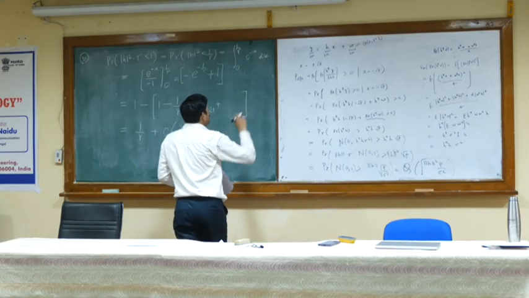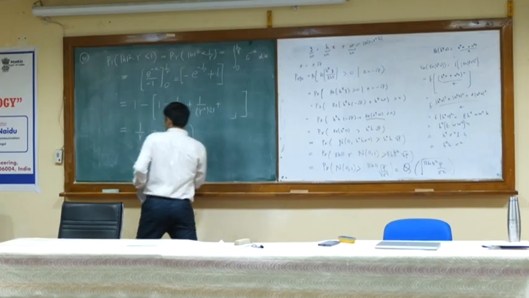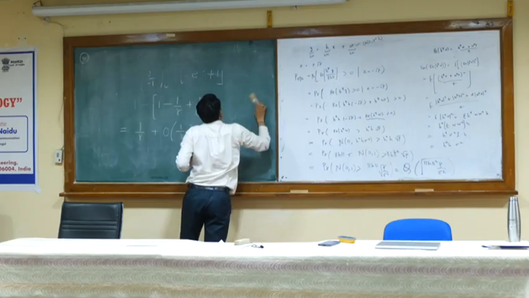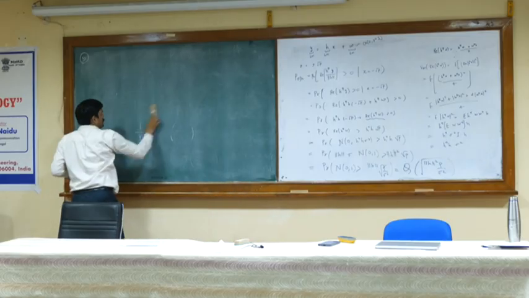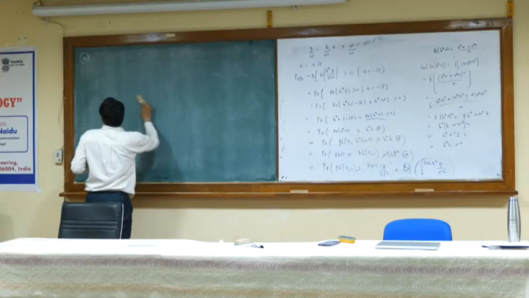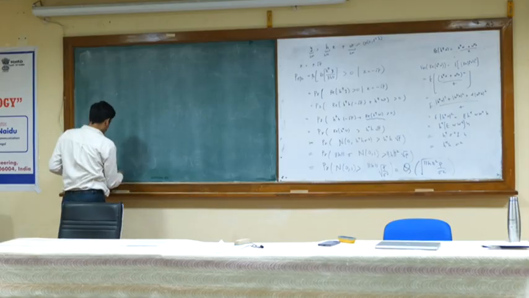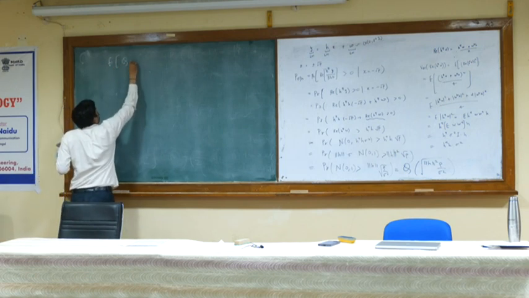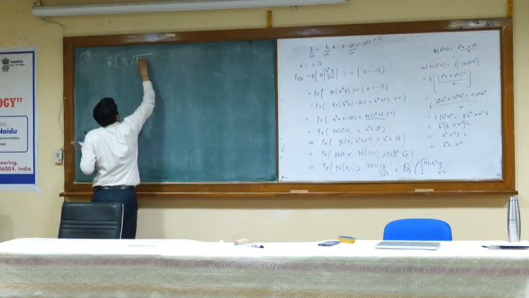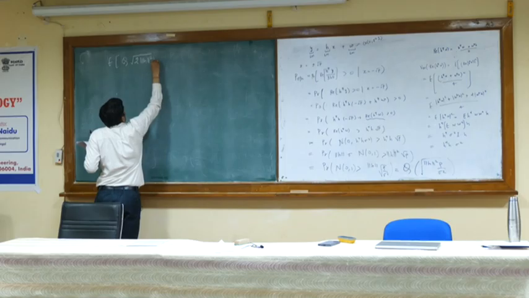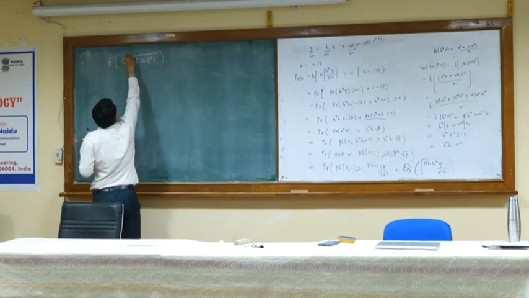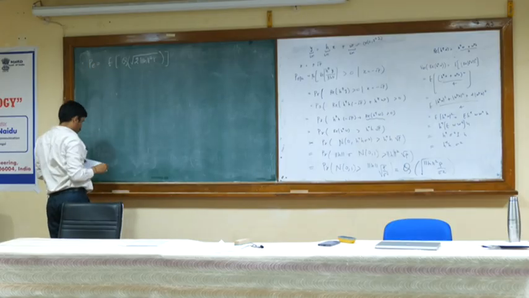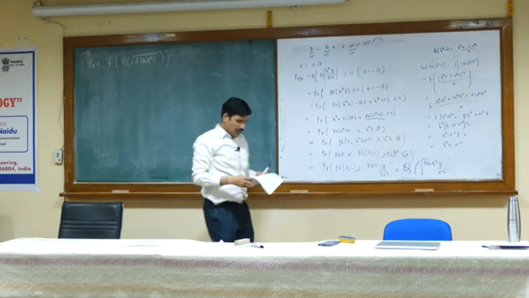So now with given this h, we have to take the expectation of Q square root 2 norm of h square into gamma. I am calling gamma the SNR. This is the probability of error, and we have to calculate this.